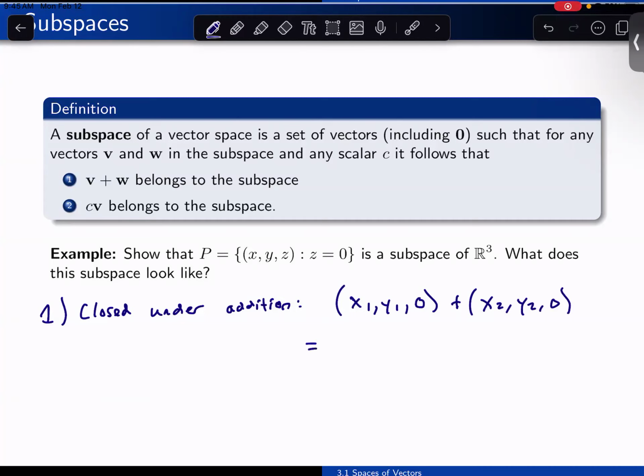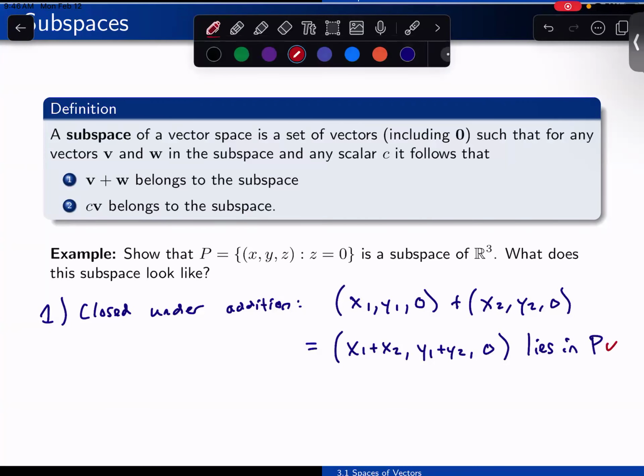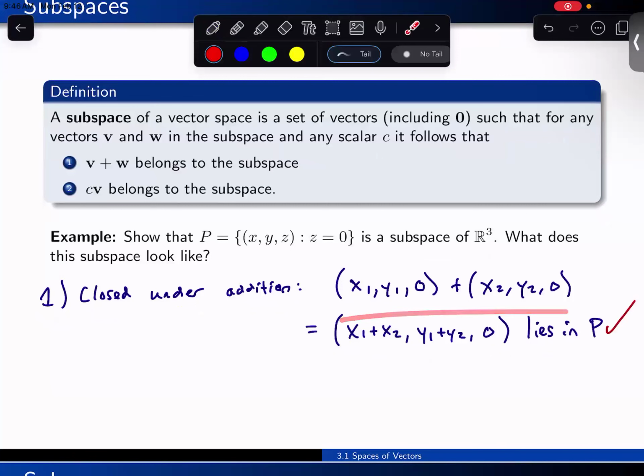If you add these 2 vectors together, you end up getting x1 plus x2 in the first component, y1 plus y2 in the second component, and in the third component, you just have 0 plus 0. So that's going to be 0 again. So you can see that this lies in P. So that means that P is closed under addition, right? You add these 2 vectors and you end up with another vector inside of P.